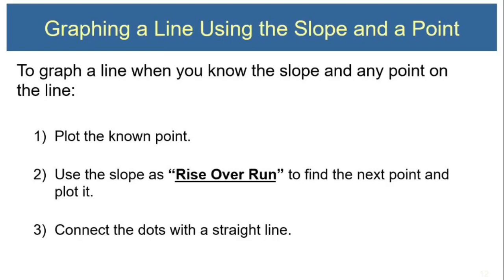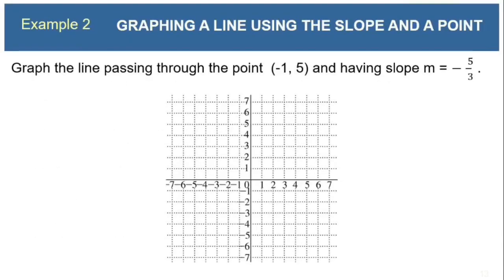Now let's talk about how to use the slope to graph a line. You can always graph the line if you know the slope of the line and any point on the line. What you do is you plot the known point, and then you don't even have to calculate the next point. All you do is use the slope as rise over run to count to the next point and plot that, and then you'll just connect the two dots with a straight line. So here is an example for us to practice on.